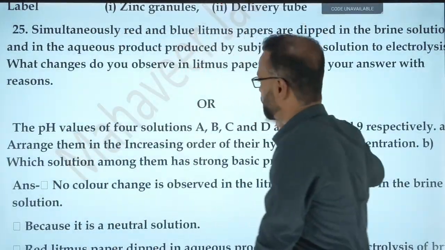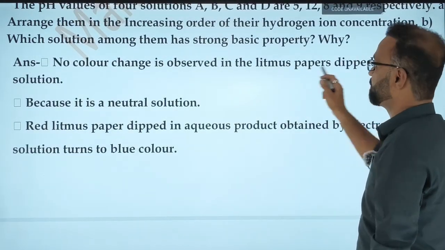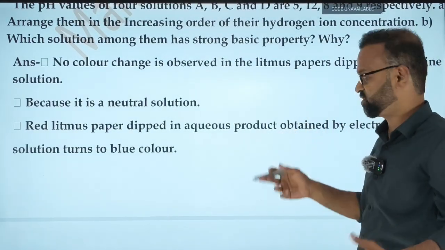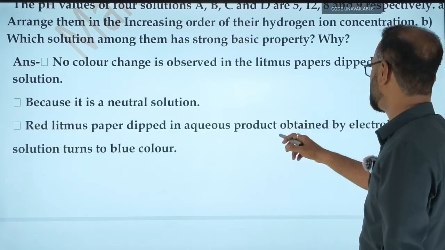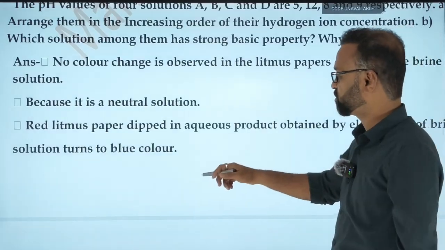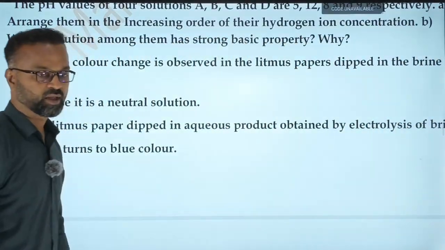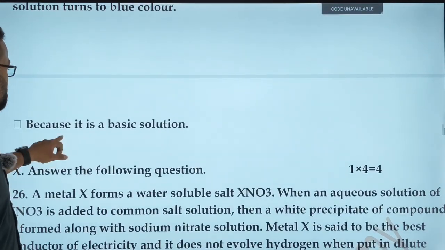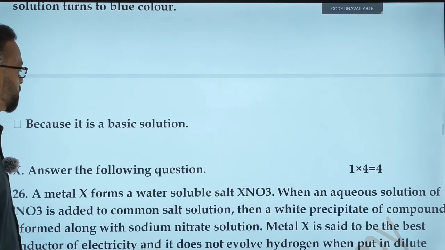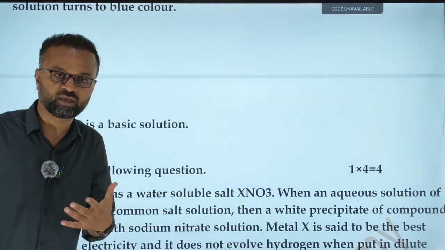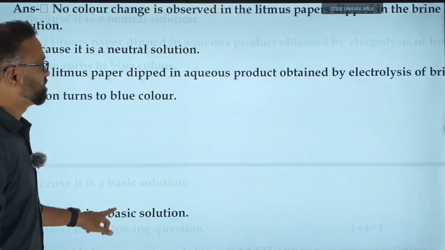Let us try to understand what answer is given over here. No color change is observed in the litmus paper dipped in the brine solution. Salt solution, no change. On passing the electric current, the red litmus paper dipped in the aqueous solution, the product obtained by the electrolysis of brine solution, turns blue in color because of the formation of sodium hydroxide. Okay, because it is a basic solution. You write properly. Here, a little bit incomplete answer is given. So you should mention the production of sodium hydroxide, which is a base. Then the red litmus paper will change into blue in color.